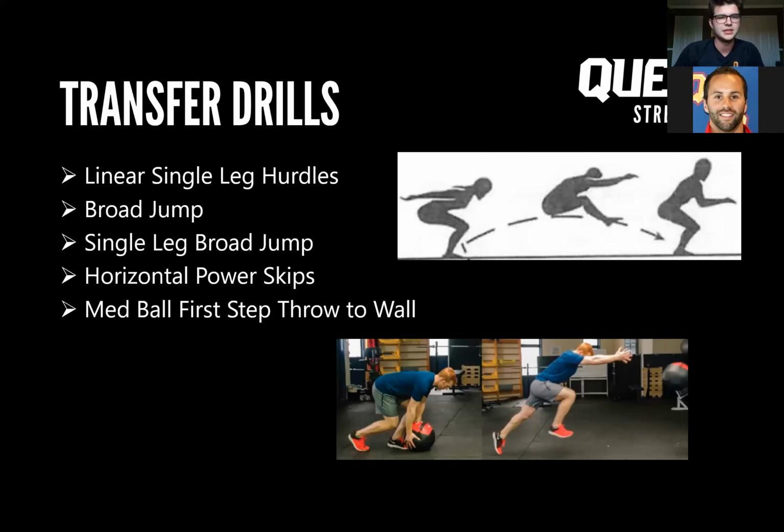So starting off with some transfer drills, some big ones that we like to do are single leg hurdles, broad jumps, single leg broad jumps, horizontal power skips, and like a med ball first step to throw to a wall. And these are huge because these help us with that horizontal power output, allow us to apply forces horizontally, which transfer directly into the acceleration phase.